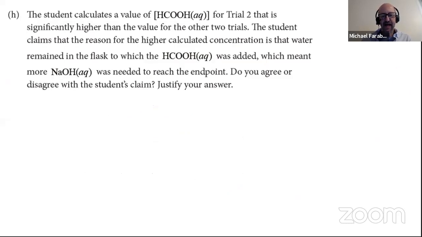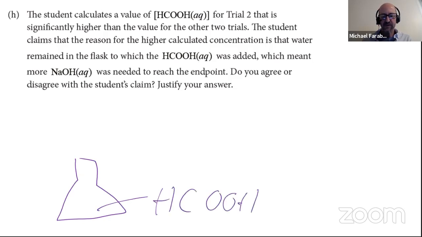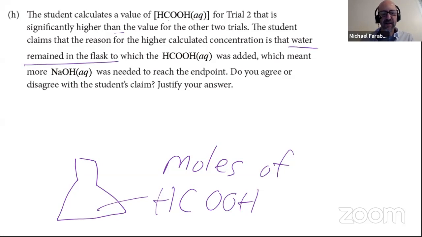All right, now in this last part of the question, it says the student calculates, okay, so we have a certain value of the HCOOH. We have a certain number of moles of this chemical. The student calculates a value of the concentration of the acid that is significantly higher than the value for the other 2 trials. And the student claims that the reason for the higher calculated concentration is that water remained in the flask, which means that more NaOH was added.